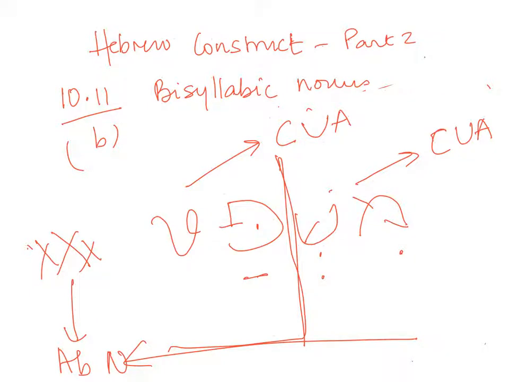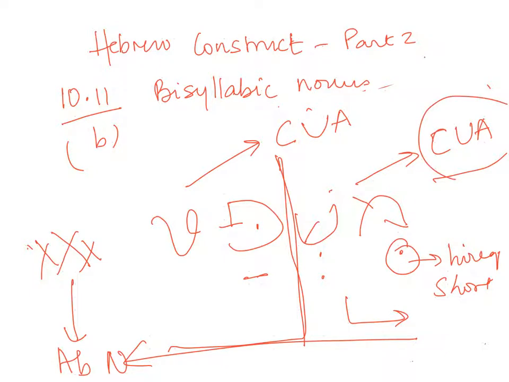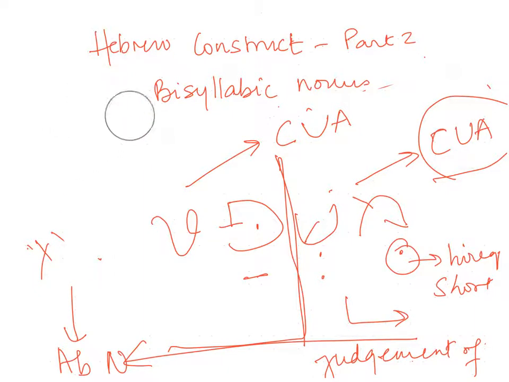short. And in this syllable, I already have a hireq, which is short. So I don't have to change anything, because a closed unaccented syllable will prefer a short vowel. So this is translated as judgment of. Okay, let me go to the next point, which is 10.11c.